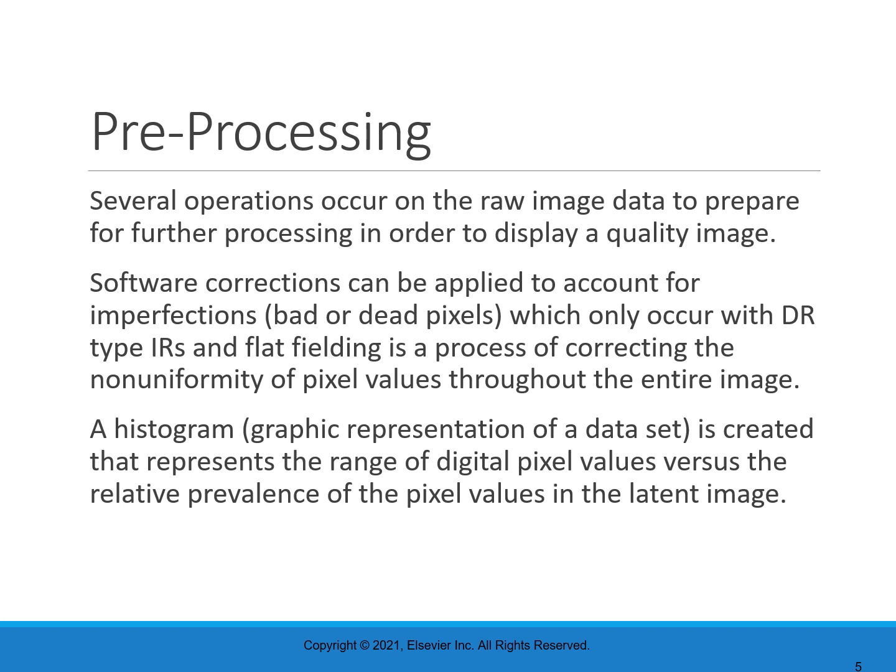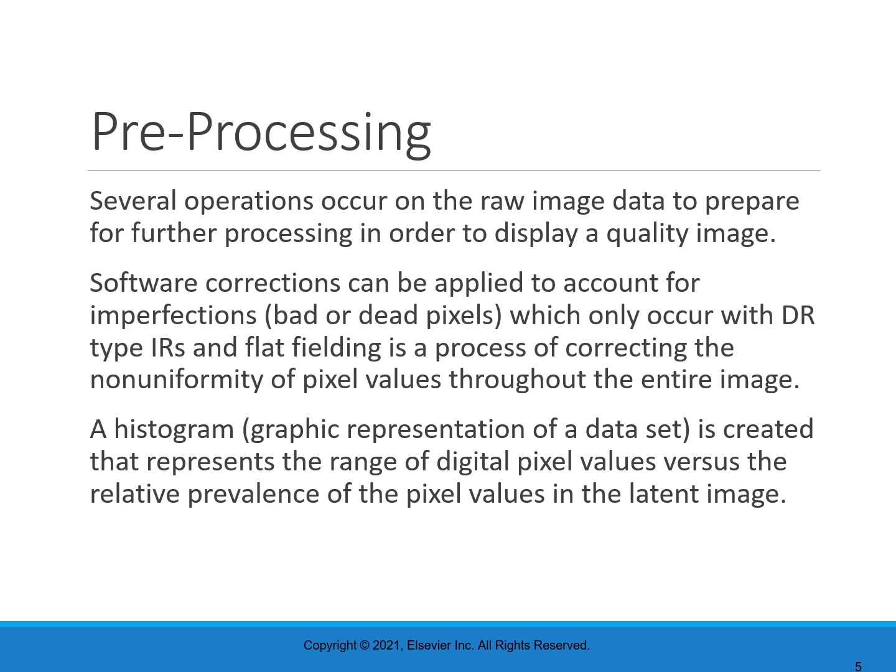Software corrections can account for imperfections such as bad or dead pixels. This works with that same idea that we talked about with smoothing, except the software corrections are only going to work with imperfections, whereas smoothing is going to work with technique errors. Okay. These corrections only occur with digital radiography. One type, and this is an important type, with IRs is called flat fielding.